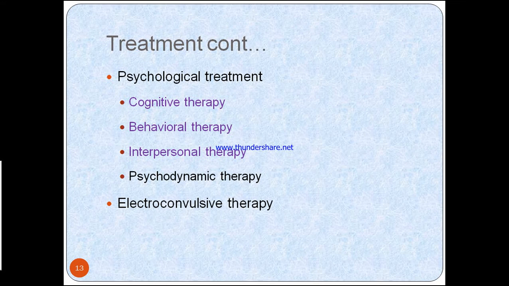The other important treatment is psychological treatment, which means cognitive therapy, behavioral therapy, interpersonal therapy, psychodynamic therapy. Electroconvulsive therapy is another form of treatment we can use. You can read in detail; each of cognitive therapy, behavioral therapy and interpersonal therapy is as wide as a book. What you need to know is that a patient may need the drug as well as psychological treatment, so you can refer to the relevant specialist.